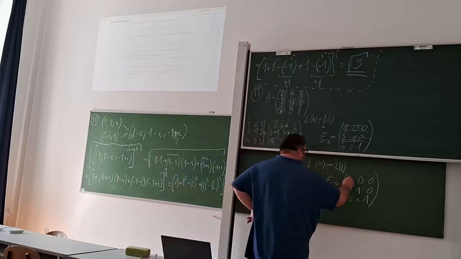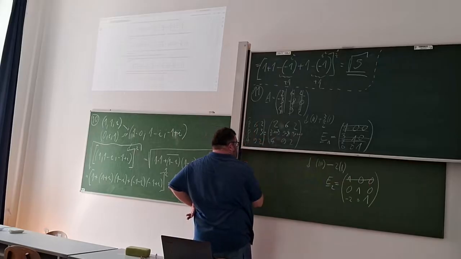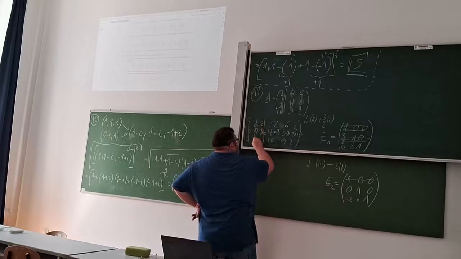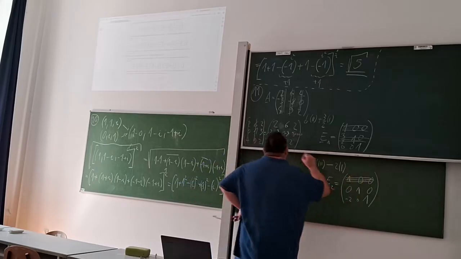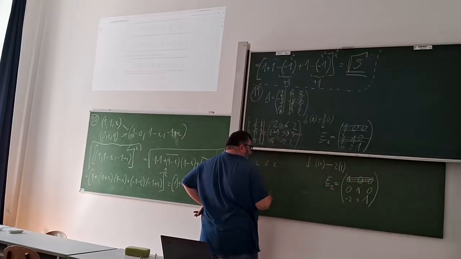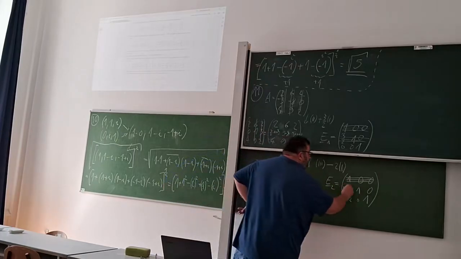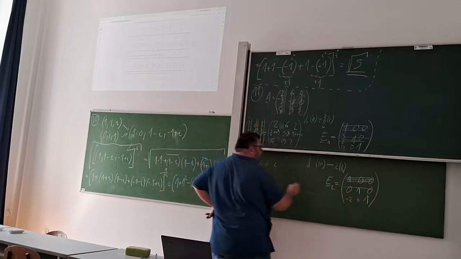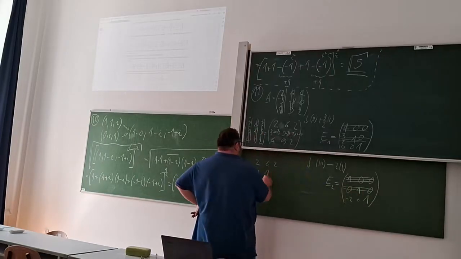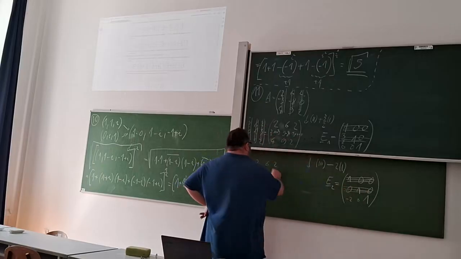I calculate this, multiply this with this. So this is 2, this 6, this 2. That's fine. Then multiply this and this. That's fine. Multiply this and this. That's fine. Multiply this and this, and that's fine again.